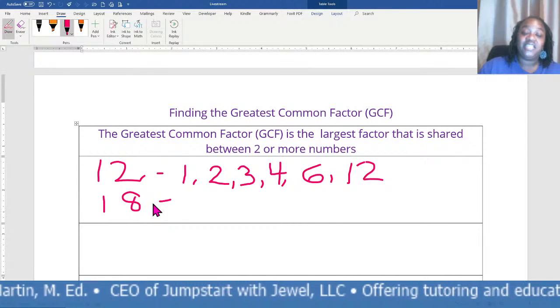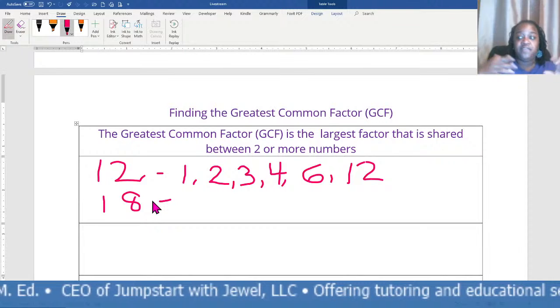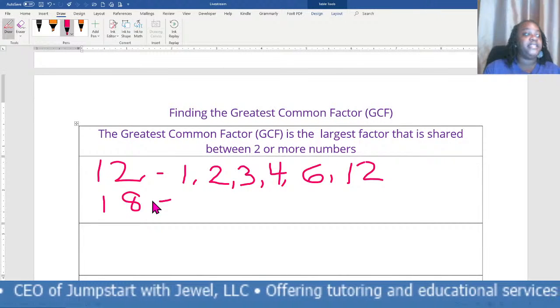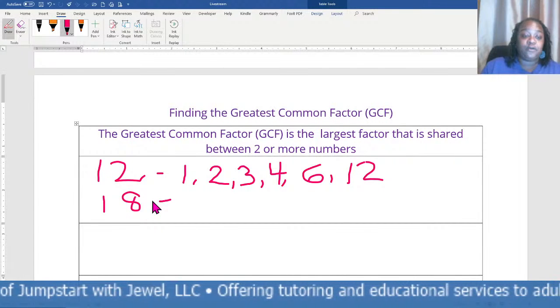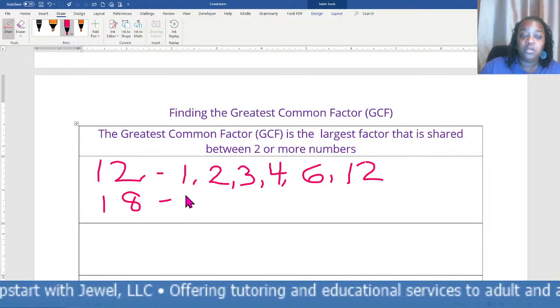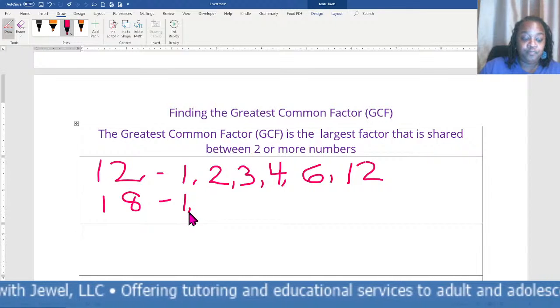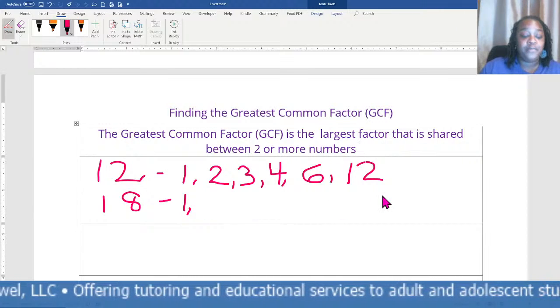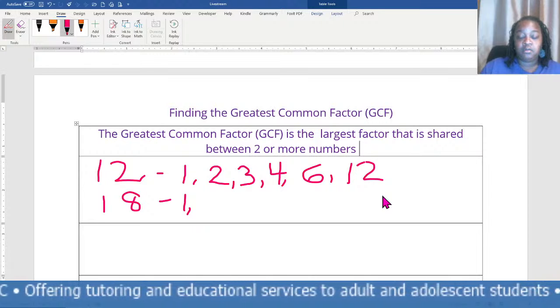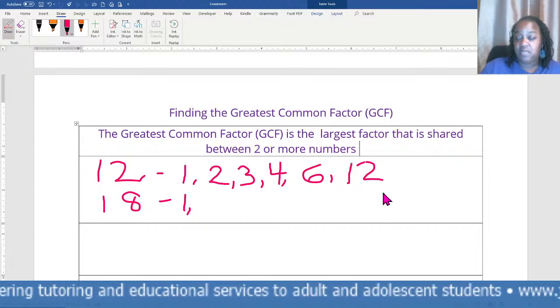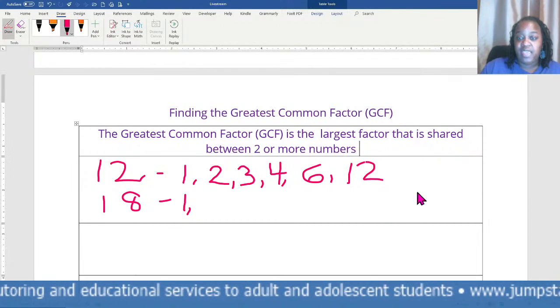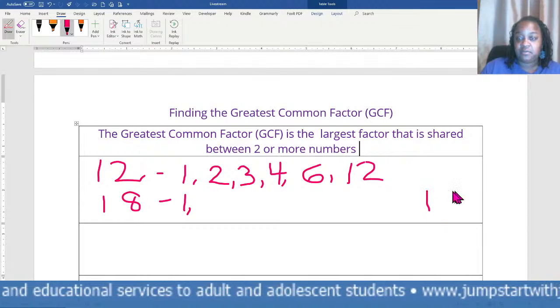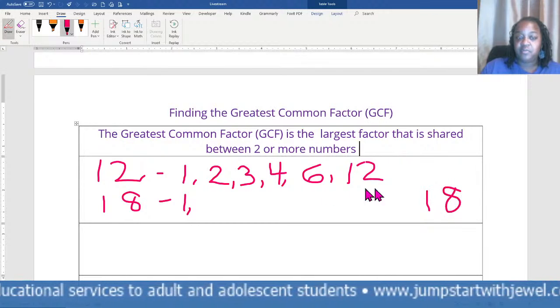So then let's look at the number 18. If you don't know your multiplication facts by heart, it's best to write these out. So again, we're going to start with 1. And then, of course, what number times 1 equals 18? It's 18 times 1, right? So let's put 18 down, but we'll put some space so that we'll have room for the other numbers.